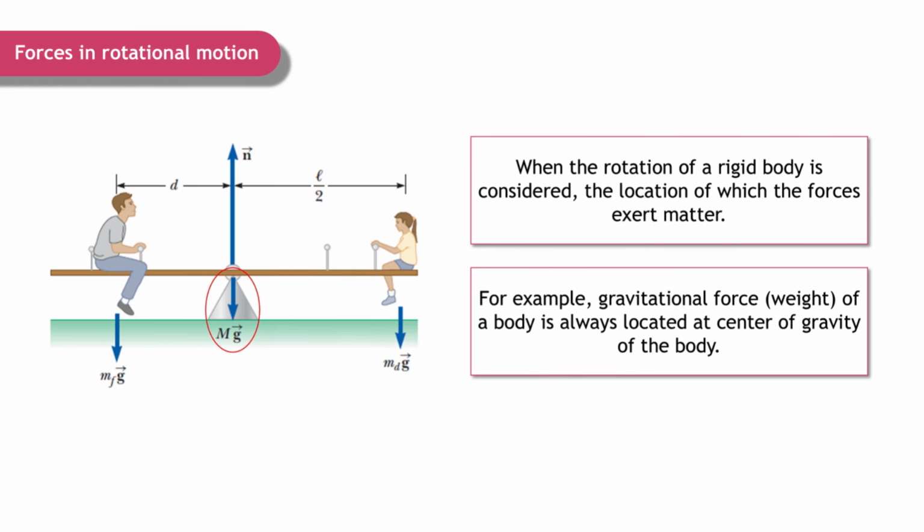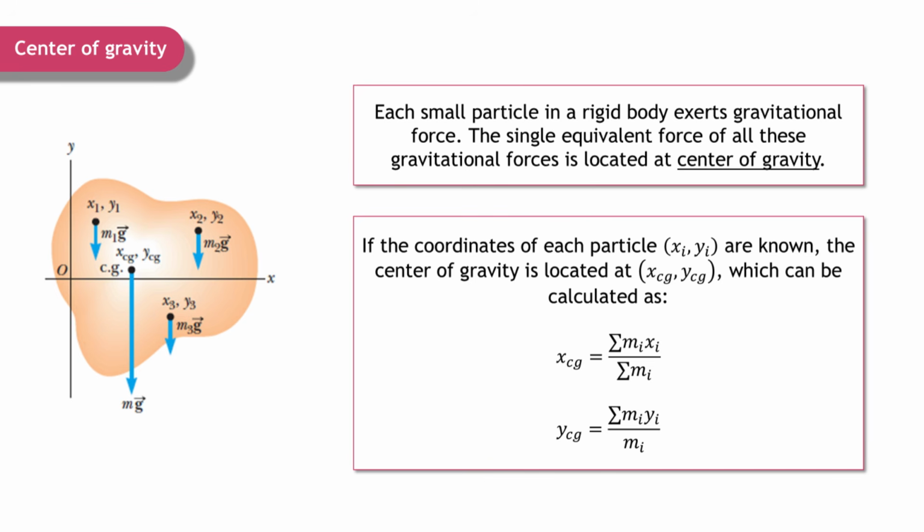of every force. Every object is made up of many tiny particles, and each particle experiences its own gravitational force. Instead of considering all these individual forces, we can replace them with a single equivalent force acting at the center of gravity. If the positions and masses of all particles are known, the coordinates of the center of gravity can be calculated using the weighted average formula shown on the slide. In other words, particles with larger masses contribute more to the location of the center of gravity.